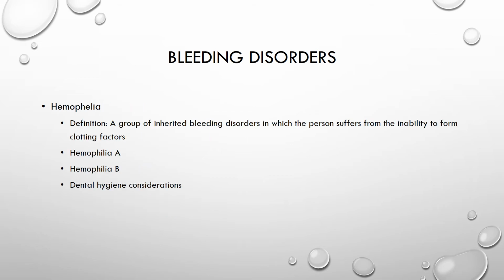Another disorder of the white blood cell system is hemophilia. And notice that hemophilia on this slide is misspelled. That should be an I in the philia, not an E. It's a group of inherited bleeding disorders in which the person suffers from the inability to form clotting factors. Hemophilia A, the patient is missing or has a deficiency in factor 8. This is called classic hemophilia. Hemophilia B is a lack of factor 9. This is called Christmas disease or Merry Christmas.